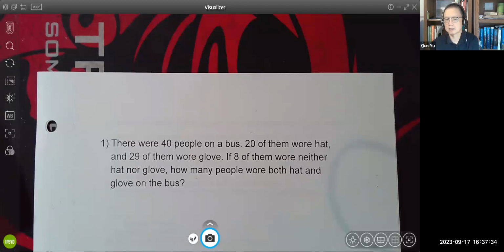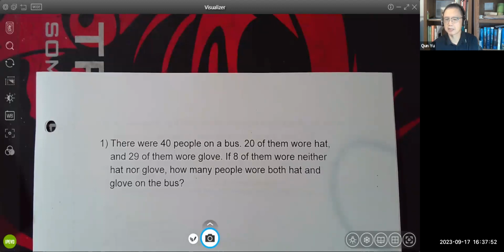What split this 40 people into different groups? Because that thing that separates all of the people into different groups are hat and glove. Whenever you have something that splits the whole thing into different groups, that's very likely a Venn diagram application problem. Here we have two different things. One is hat, one is glove. That corresponds to two circles or two sets in your Venn diagram.